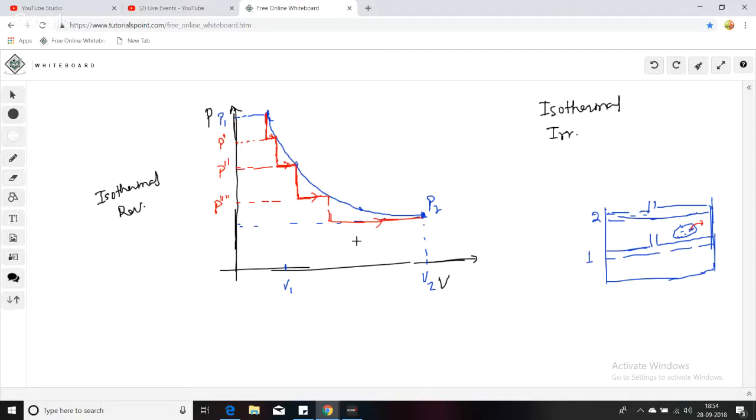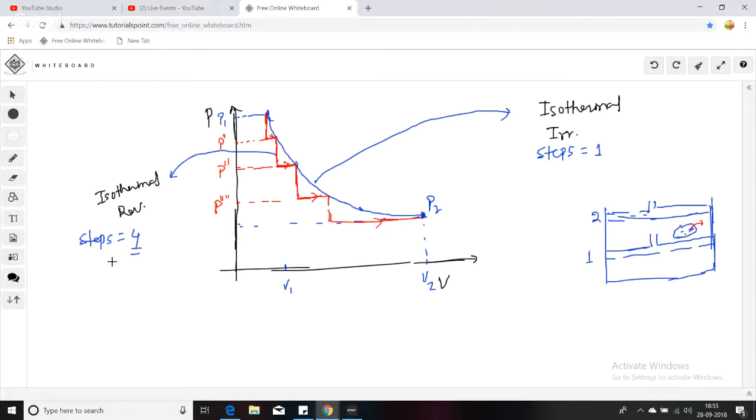Okay. So you see, the blue one we have here is the expansion for the isothermal irreversible process, and the red one is the expansion for the isothermal reversible process. The number of steps involved in the isothermal irreversible process is a single step, from here to here it comes. The number of steps here is 1, 2, 3, 4 steps basically.